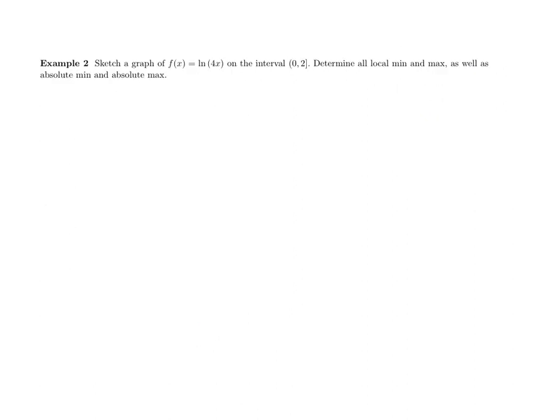Let's try this idea out in example 2. I'm going to sketch a graph of f of x is equal to the natural log of 4x. And I'm going to do this on the interval from 0 to 2. Now, this is not closed, and the reason is because we are including 2, but we're not including 0.